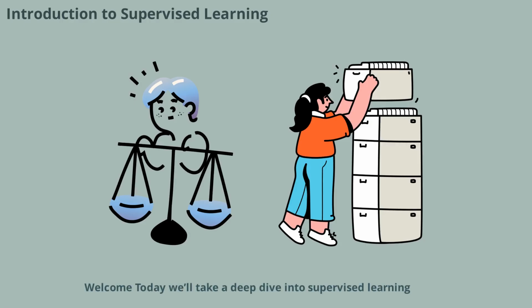Welcome. Today, we'll take a deep dive into supervised learning, a fundamental concept in machine learning. Supervised learning is all about teaching machines using labeled data, where the correct answers are already known. This approach allows algorithms to learn from examples and make predictions or decisions based on new, unseen data.